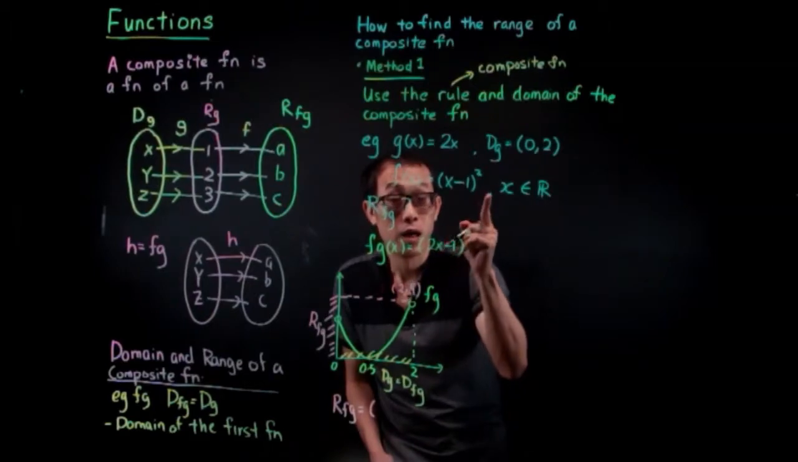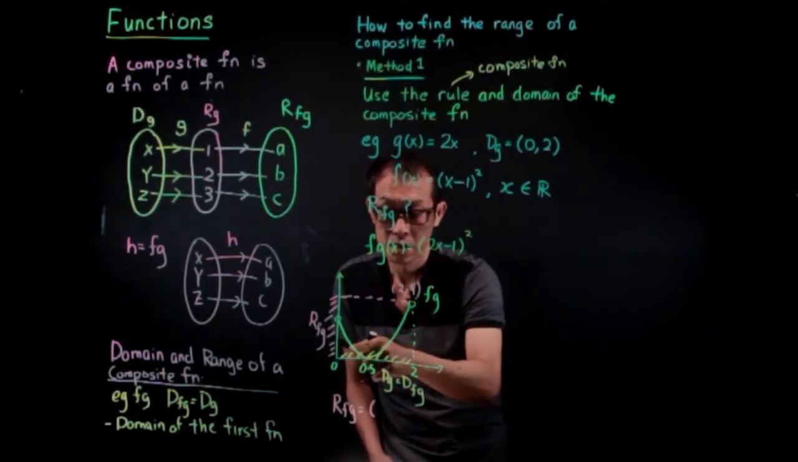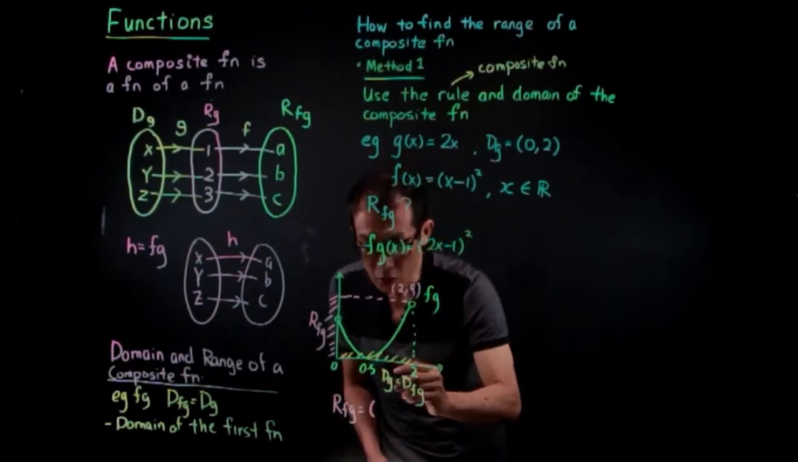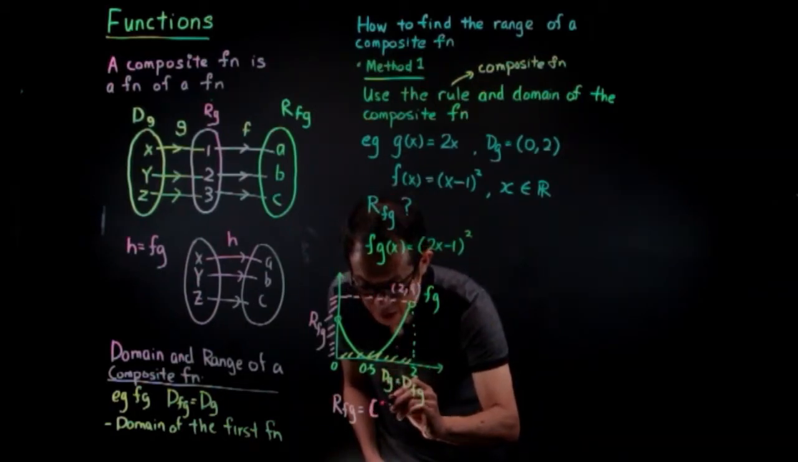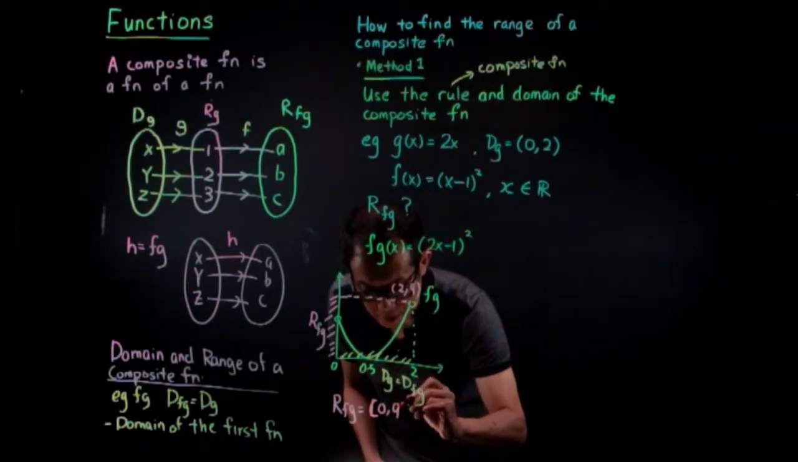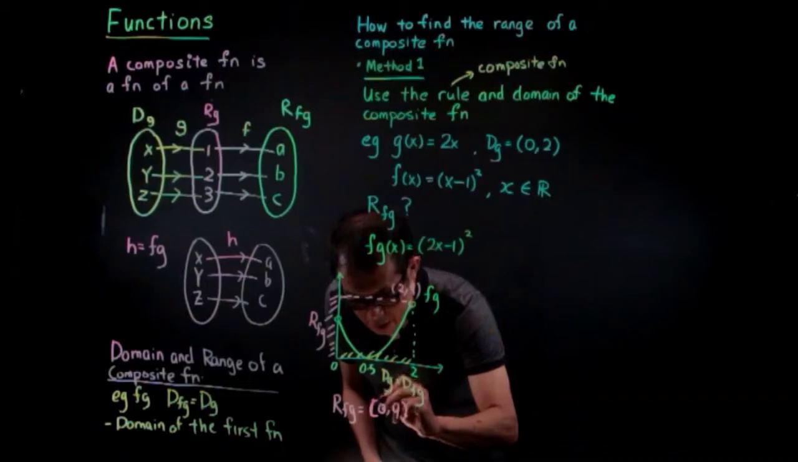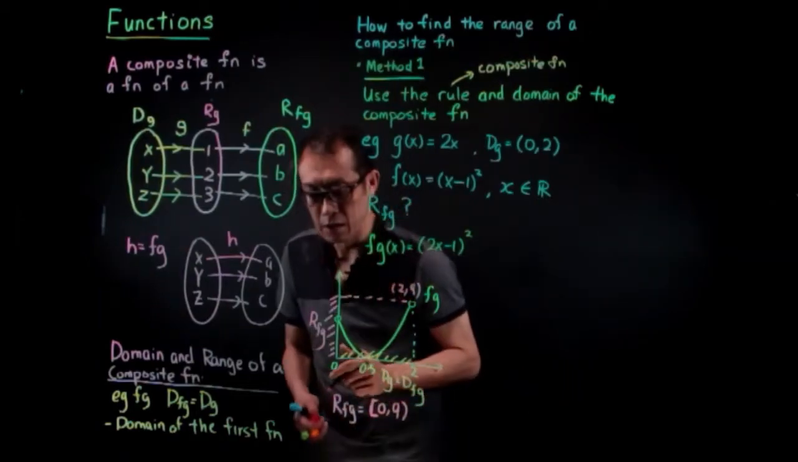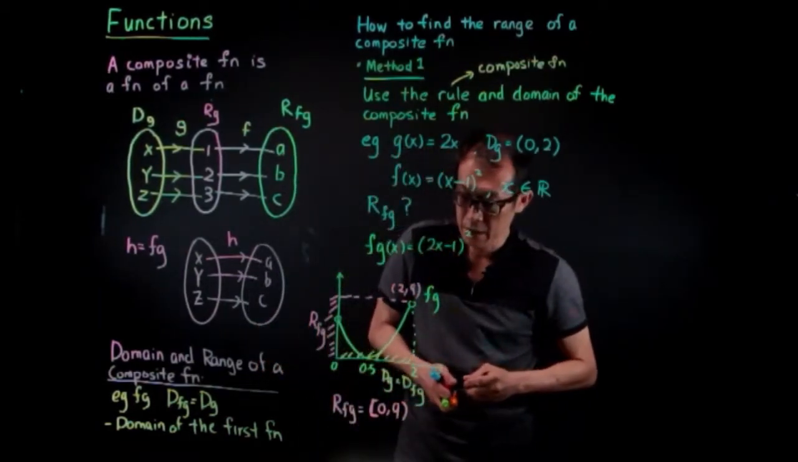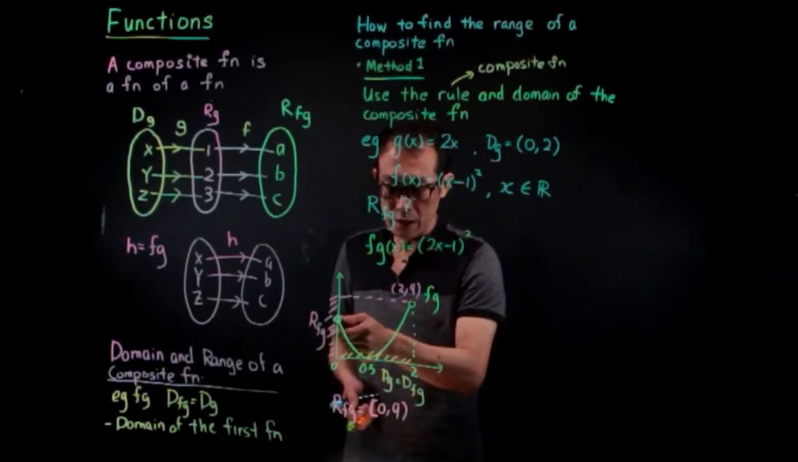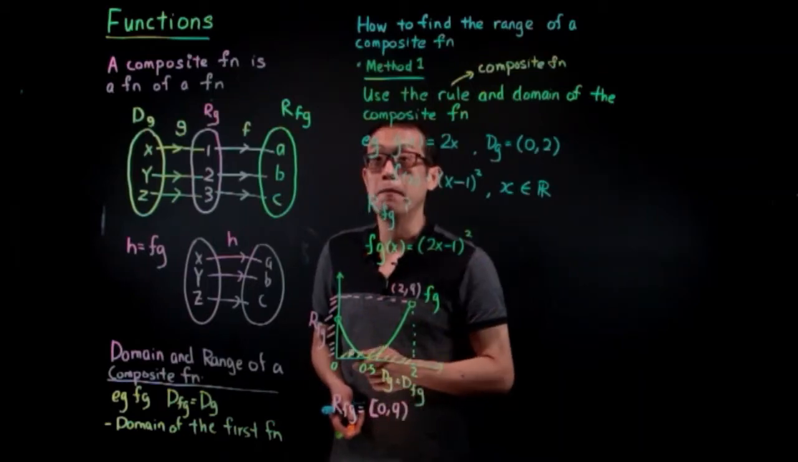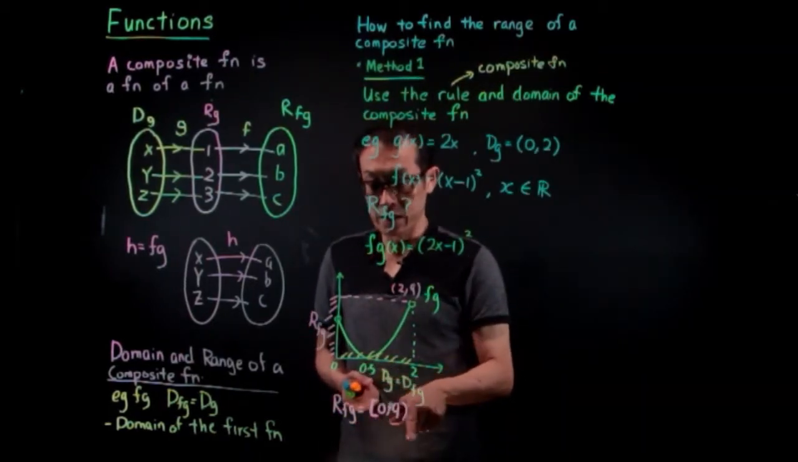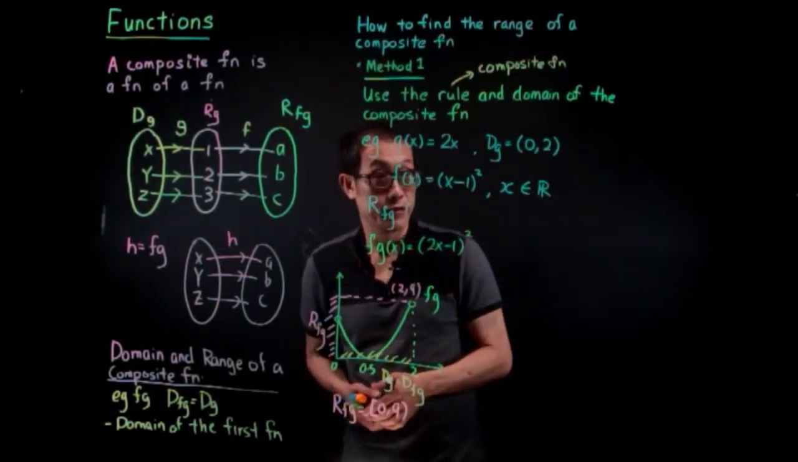Sorry, 0 inclusive and non-inclusive of 9. So this is a close parenthesis. Now this point is not included, but this point is included. That's why this is inclusive of 0, but not inclusive of 9. So this is the range of fg.